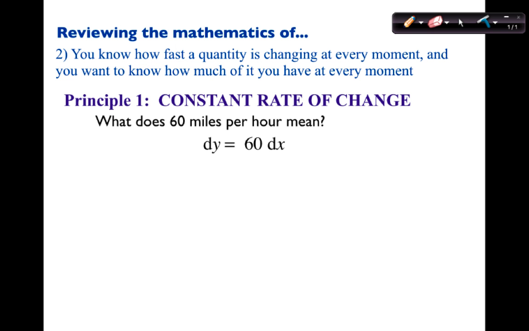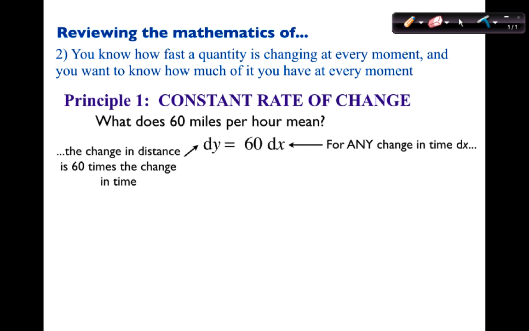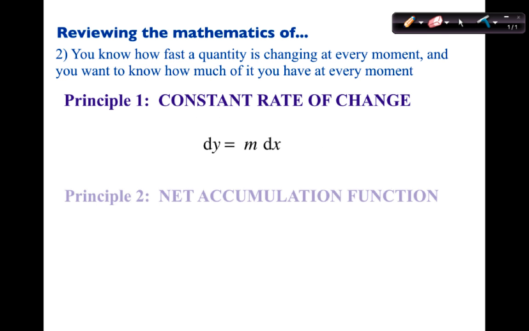Yes, 60 miles an hour means that you go 60 miles in 1 hour. That's a very narrow meaning, right? You know how far you'd go in any amount of time. That's what dy equals mdx is. Given any change in time, dx, multiplied by 60, you get the change in distance. For any change, the change in distance is 60 times the change in time. Okay? Constant rate of change.